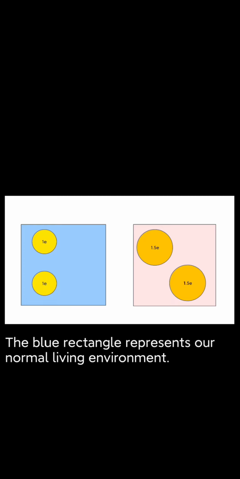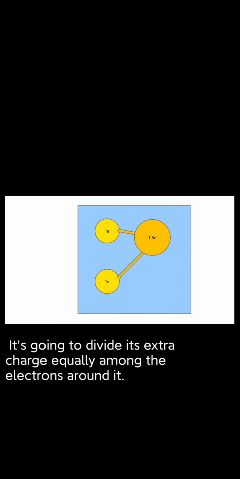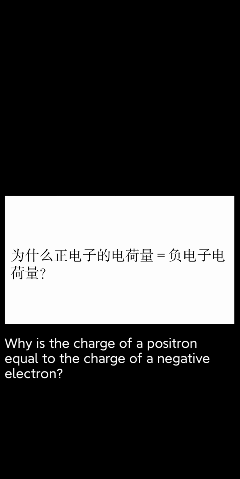We'll use a pink rectangle to represent this place. The blue rectangle represents our normal living environment. We move electrons with 1.5 times the charge into our normal environment. It's going to divide its extra charge equally among the electrons around it. But there's a problem. Why is the charge of a positron equal to the charge of a negative electron?